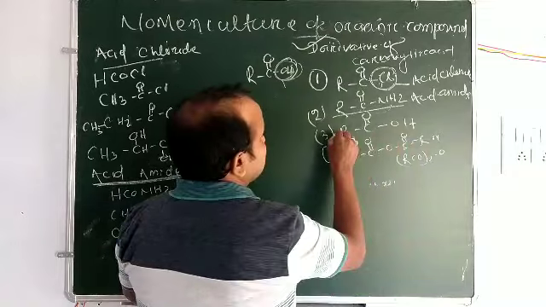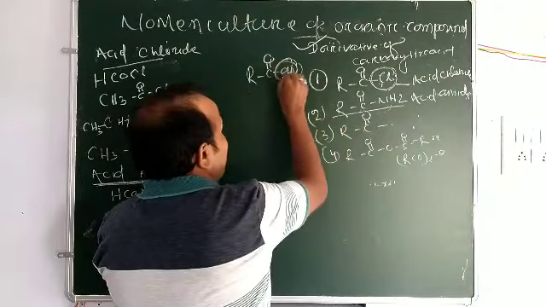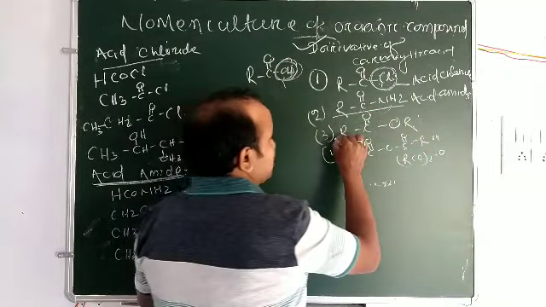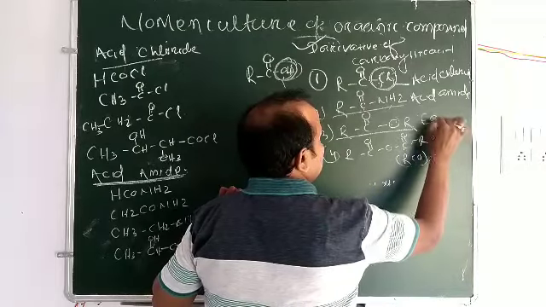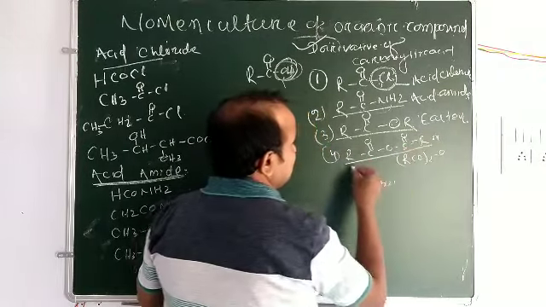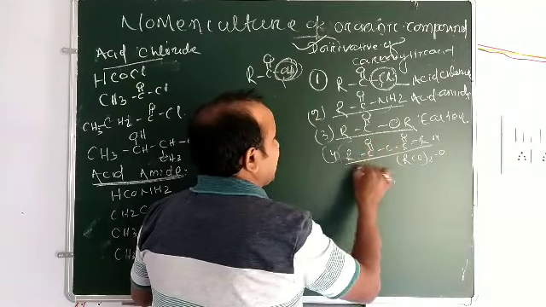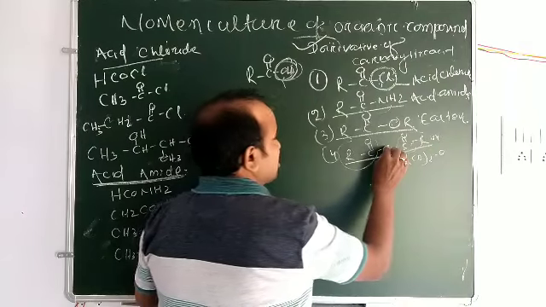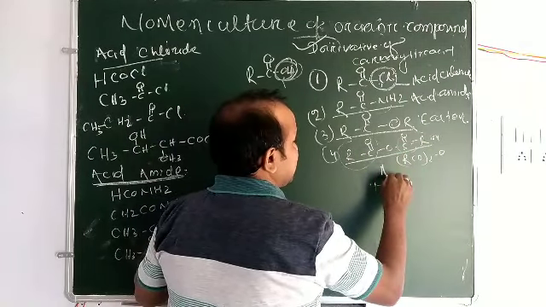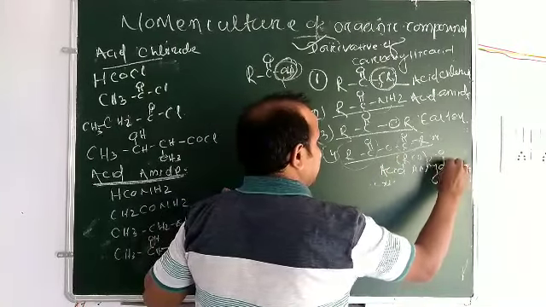Here you see that OH is removed and another OR group is attached, so this is ester. And these are RCO and RCO, two carbonyl groups attached to oxygen. That is called acid anhydride.